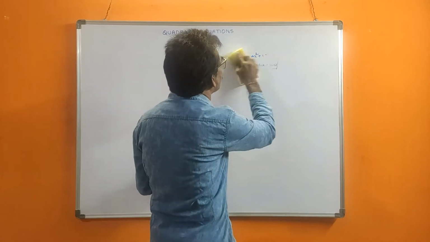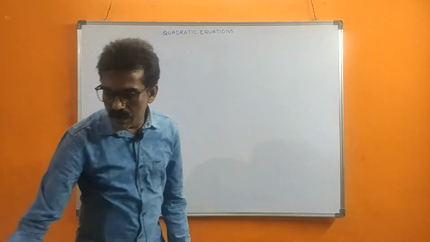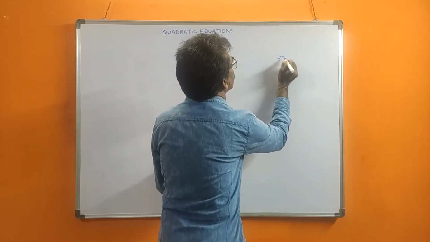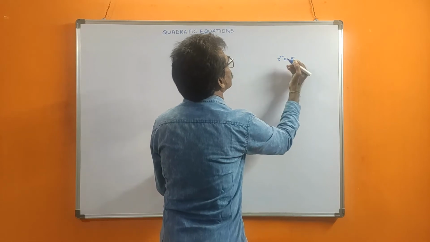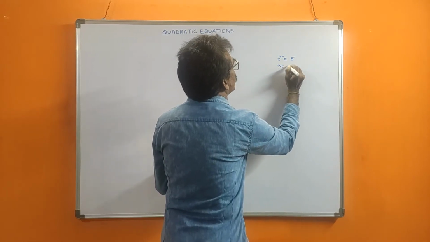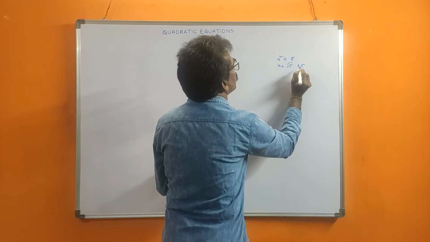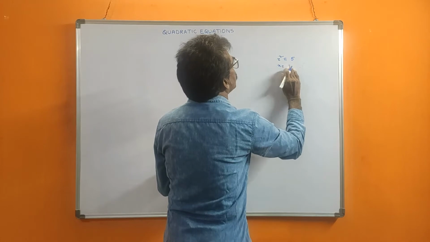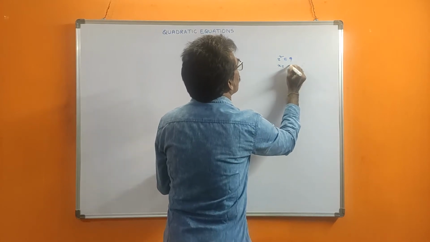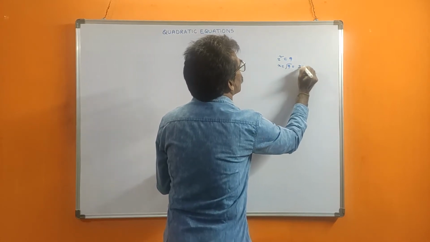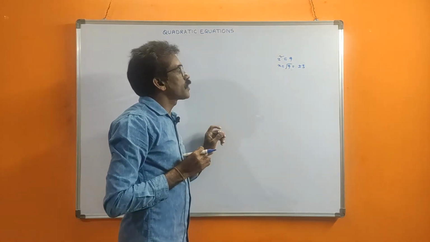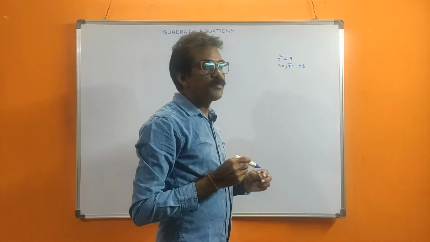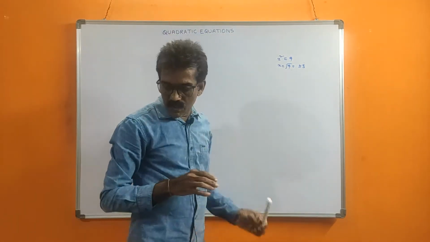Because this is a quadratic equation, it is in square, and generally it has two roots. Suppose the x square value is something, since this is second degree, then x will be plus or minus the root of that value. If x square is 5, x is plus or minus root 5. If it is 9, then x is plus or minus 3, plus 3 also, minus 3 also. That's why two roots will be there for a quadratic equation.